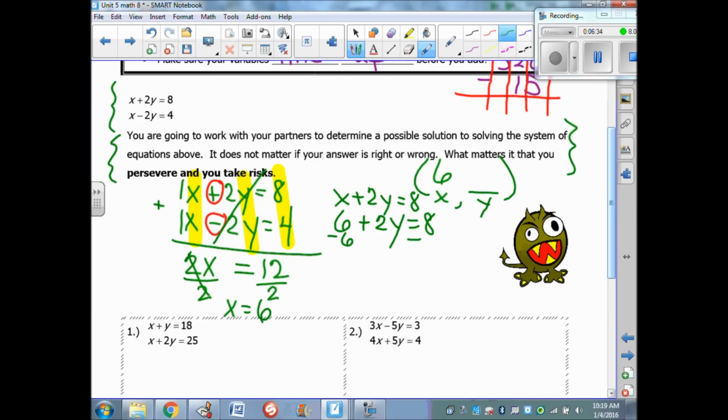So now I'm going to solve this equation for y. I need to get y by itself. 2y equals 2. Divide by 2, and I get y is equal to 1. I have solved my system. I've got my x and my y. It's 6 comma 1 is my final solution.